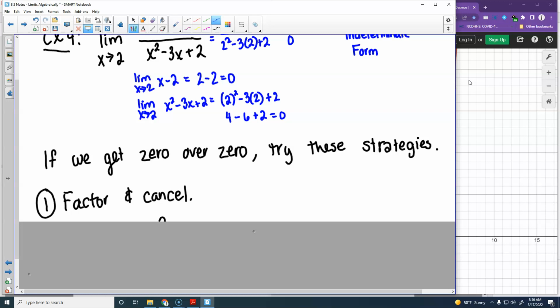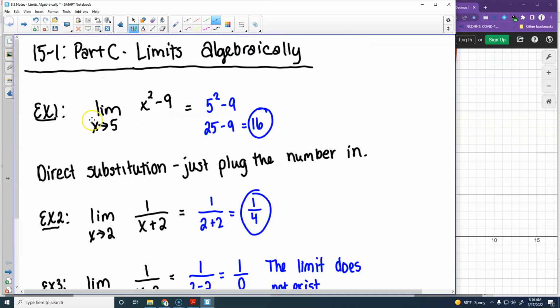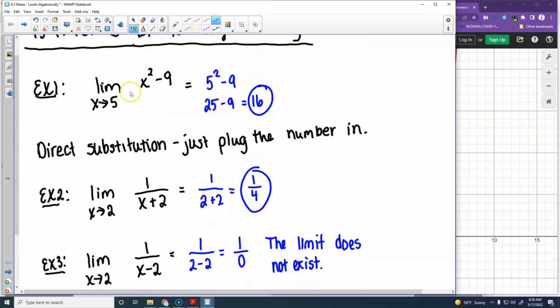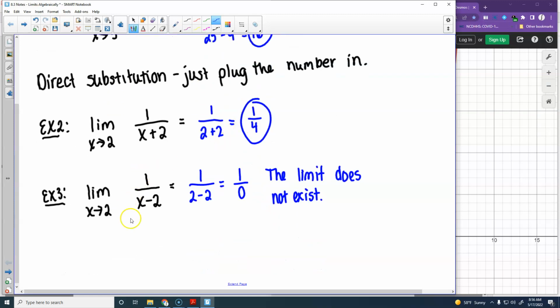So that's good. So, Jackson, what we were just saying is that if we're trying to figure out a limit algebraically, so we're just looking at the equation and not necessarily the graph, I'm going to flip back here for a second. So what we can do is we can just plug in the number they're telling us to plug in. So like if I plug in 5 right here, I will get 16. So 16 is my answer. Here I plug in 2, I get 1/4. 1/4 is my answer. Now, right here I got 1/0, which is undefined. So that tells me that the limit does not exist if that happens.